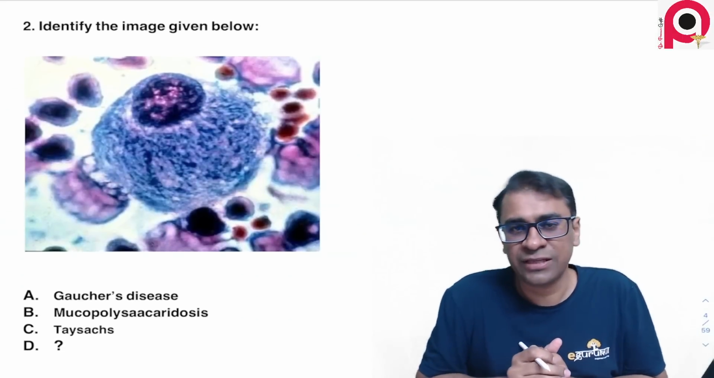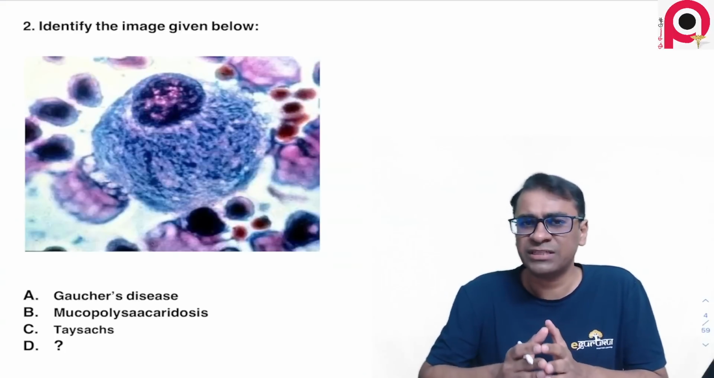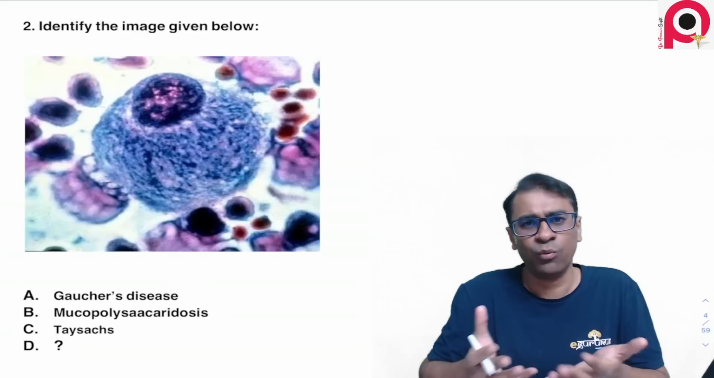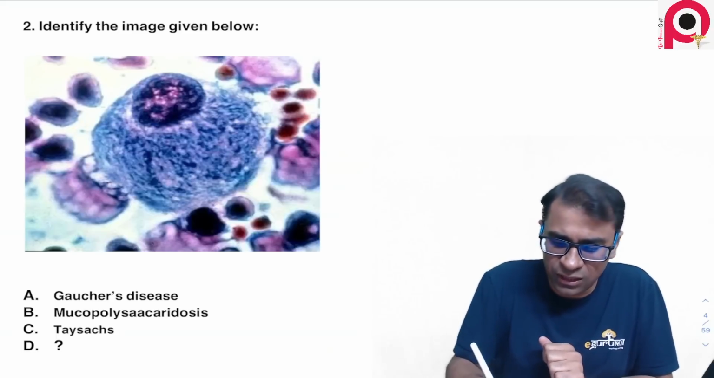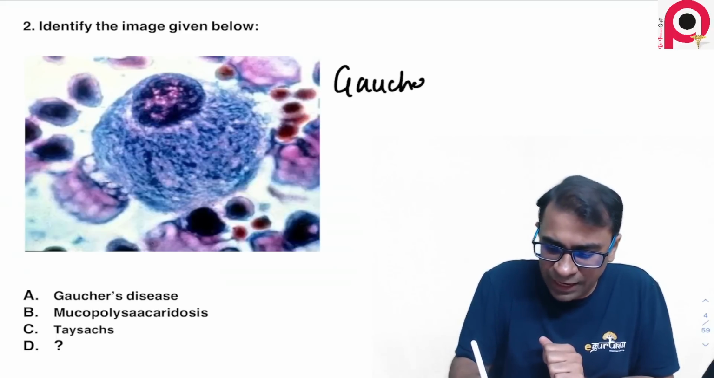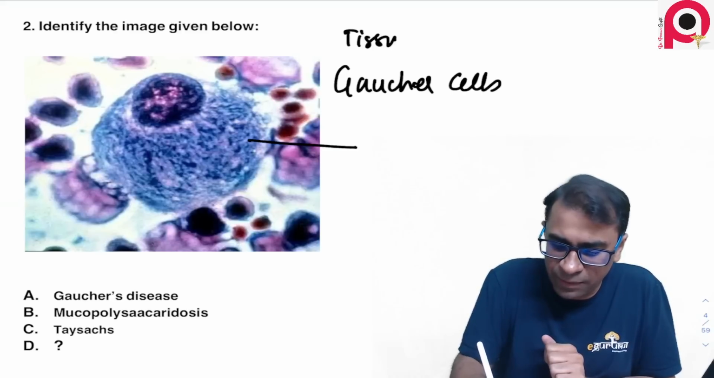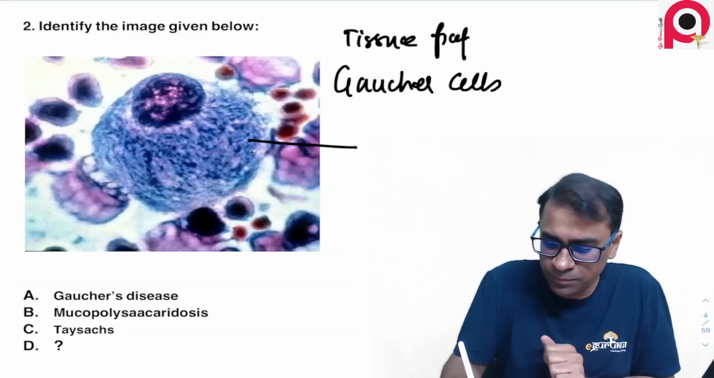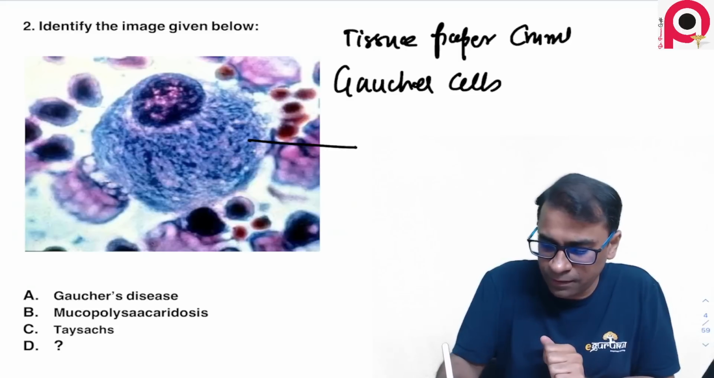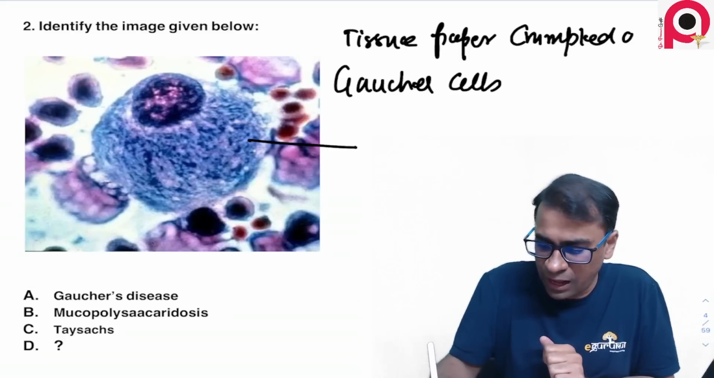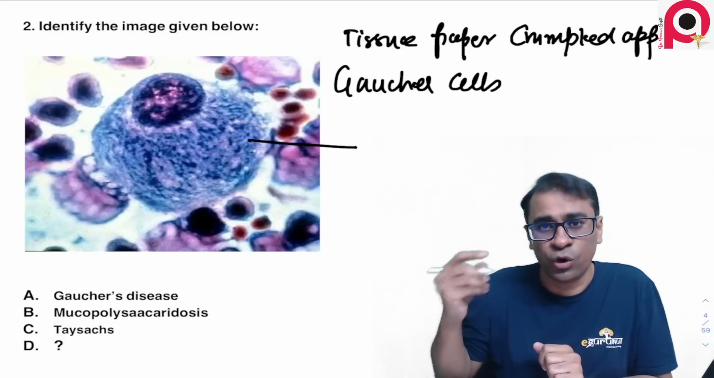Identify the image given below. I think this is one question which I've seen multiple times in the AIIMS exam. I don't know what has happened to them. Well, this is a Gaucher cell. Gaucher cell, and what is inside them is called a tissue paper crumpled appearance. Okay, it's called a tissue paper crumpled appearance, and this is seen in Gaucher disease.